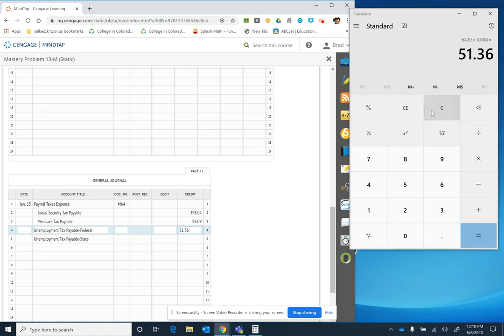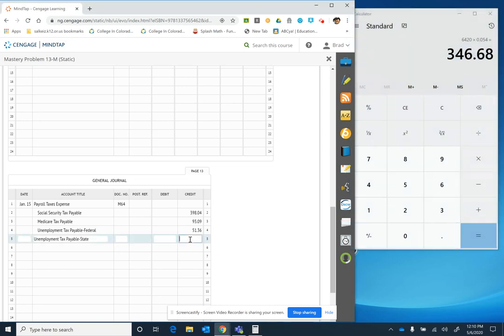And then we have to figure out our state. So we take our $6,420, our salary expense, times 0.054, our state rate. And that's going to be $346.68.